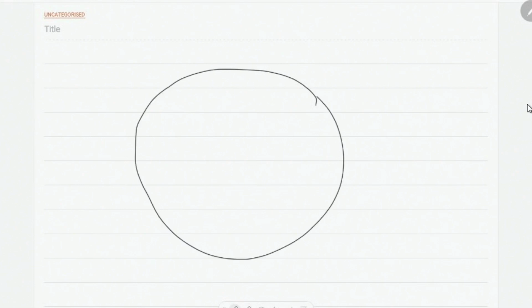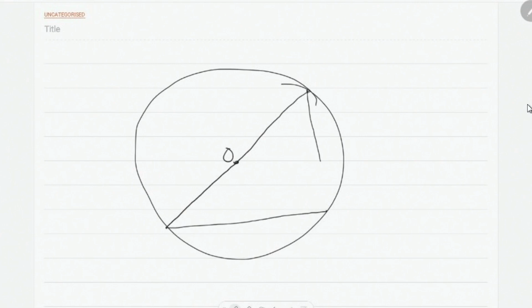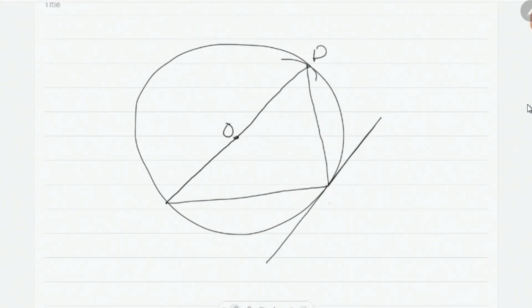We have the circle, center there. Then we have the diameter, which is the line passing through the center. This is O. Then we have a chord there. Then we have another chord. This is point D, and that is point A. So at point A, we have a tangent at point A, like that.